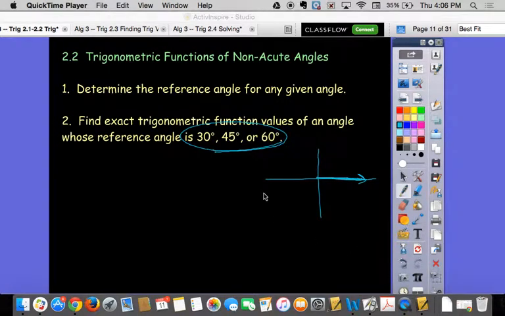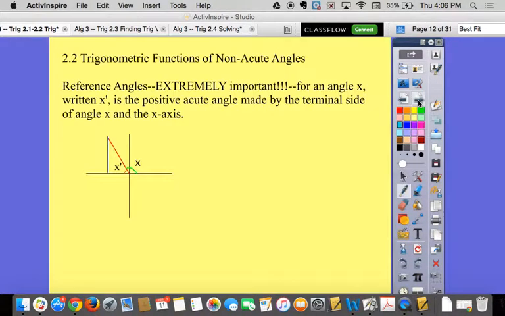Where we left off last time with reference angles. So let's dive in, see how to figure out what reference angles are, and then we're going to figure out how to use them. So here we go.